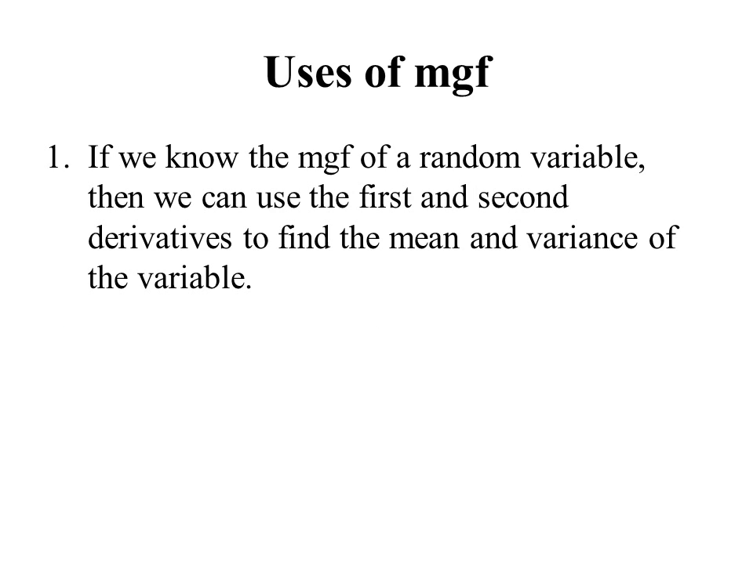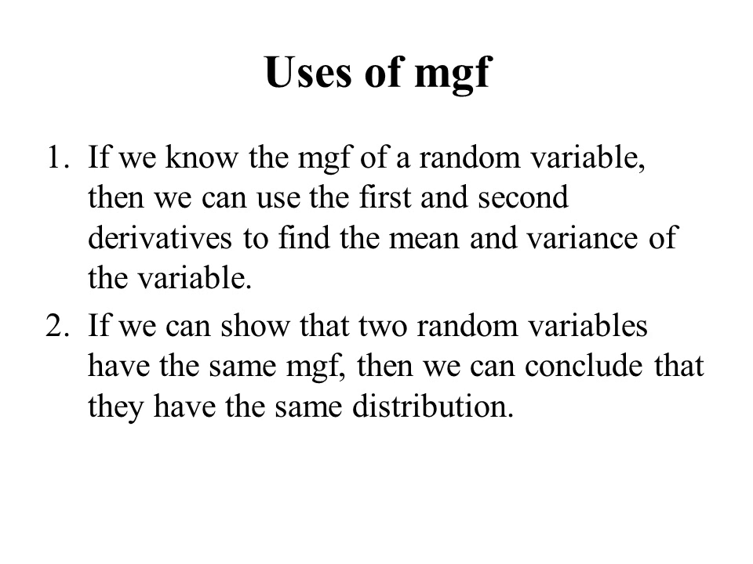Okay? So to kind of summarize this theorem, what can we do with the moment generating function? Well, number one, if we know the moment generating function, we can use the first and second derivatives to find the mean and variance of the variable. And we're going to illustrate that here in our next example. And then the second use is that if we can show that two random variables have the same moment generating function, then we can conclude that they have the same distribution.